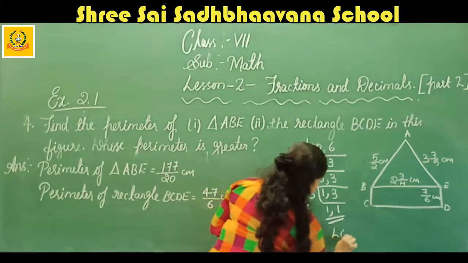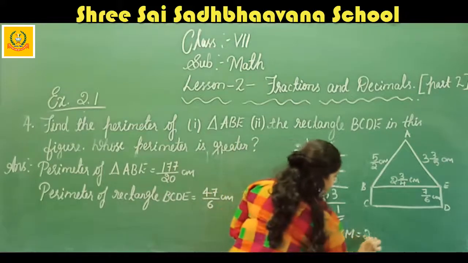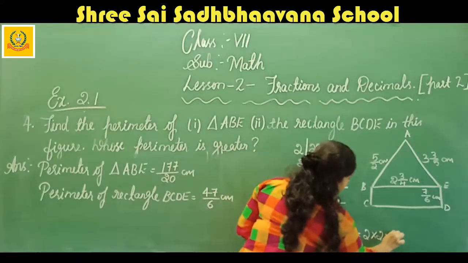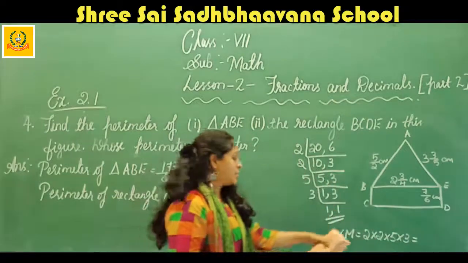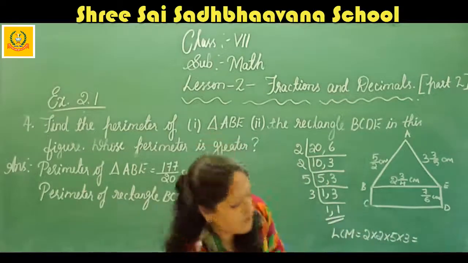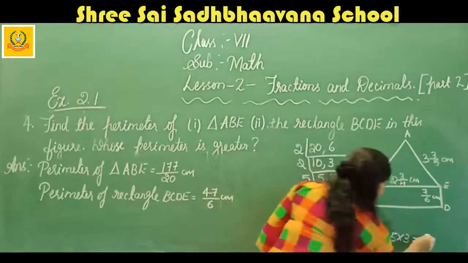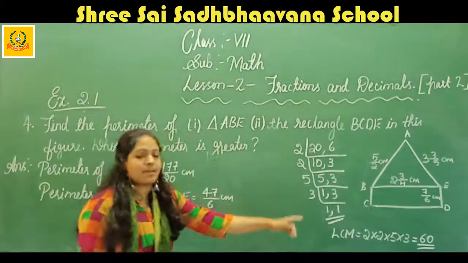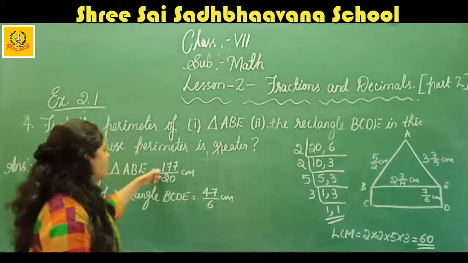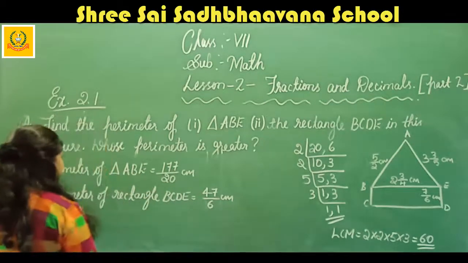So now LCM is equal to multiplying all those things. 2 into 2 into 5 into 3. Okay? We'll multiply. 2 twos are 4. 4 fives are 20. 20 3's are 60. What is the denominator we got? Sorry, that is, LCM is 60. Now we have to make both the denominators 60. Okay? Yes.